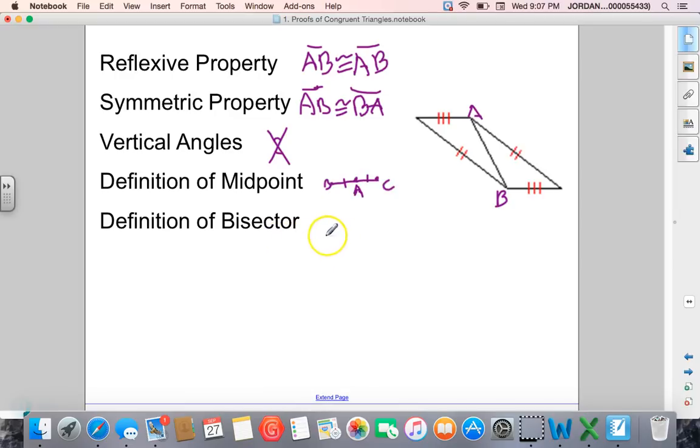And then definition of a bisector. So let's say we have an angle and they tell us that this is a bisector. So maybe AB, they tell us in the directions that AB is a bisector of this angle. So we could say, all right, well, this angle and this angle are congruent because the definition of a bisector tells us that it splits the angle in half. All right. So those are just some things that we might use here on some of these problems.